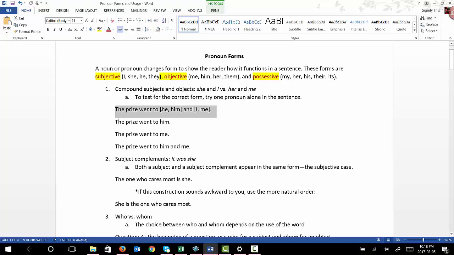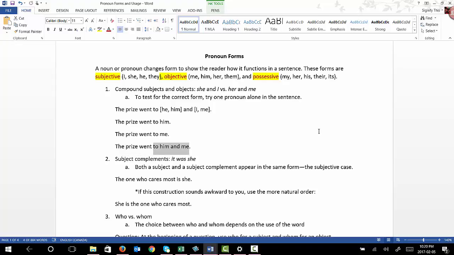So the prize went to he. No, that doesn't sound right. So what sounds right is the prize went to him. And then same with the other one. Instead of saying the prize went to I, we know that that doesn't sound right. So we would say the prize went to me. Therefore, we can write the sentence as the prize went to him and me.